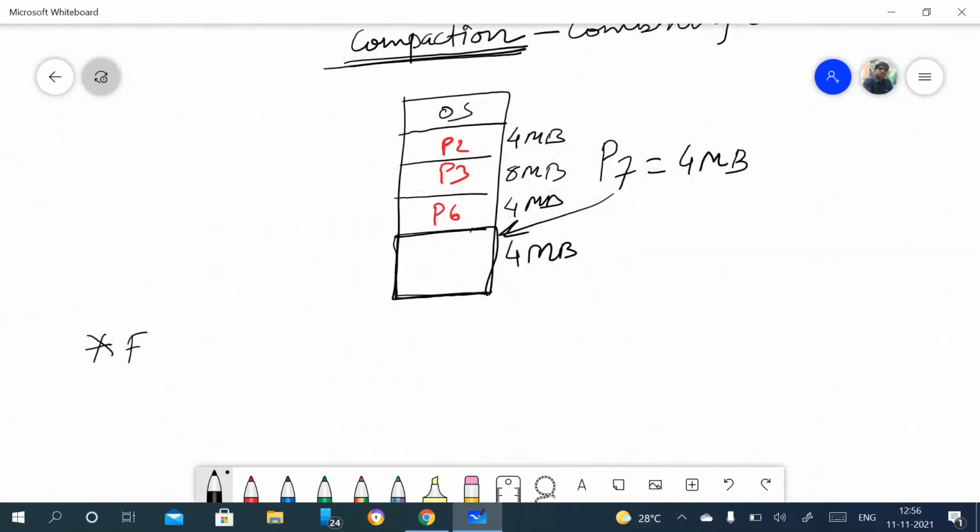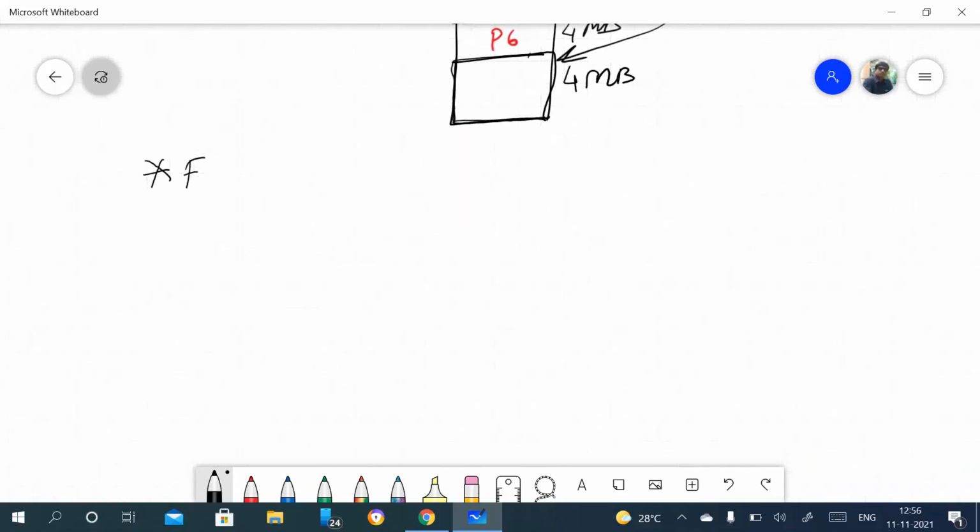Any other doubts? You can ask if you have any doubt. Otherwise, we'll go with the next point. That is the simple point actually.